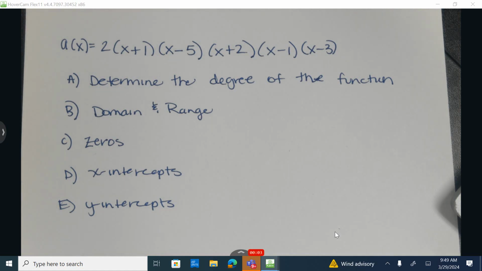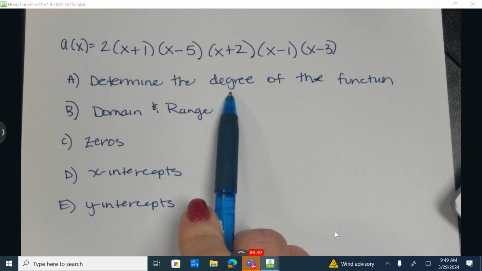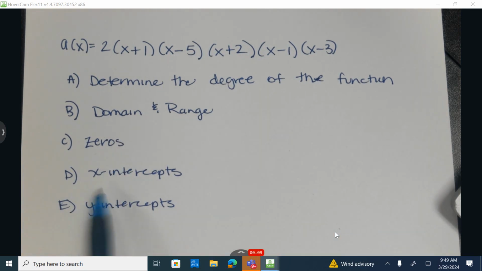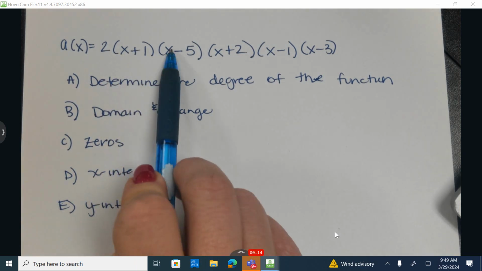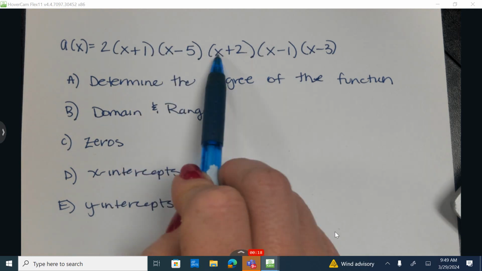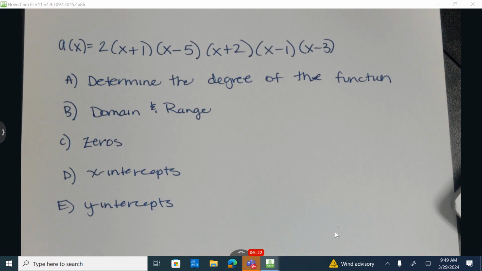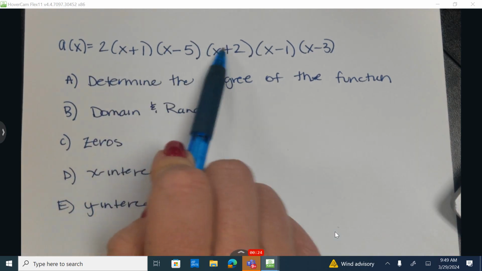Polynomial and rational functions. I'm looking at the following function. I want to determine the degree of the function, the domain, the range, the zeros, the x-intercepts, and the y-intercepts. So if we took time and distributed by FOILing, and then distributed the x and the 2x and the x and the -1, and multiplied this all up, we would find 1, 2, 3, 4, 5.